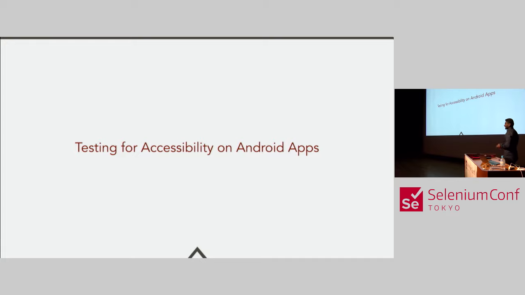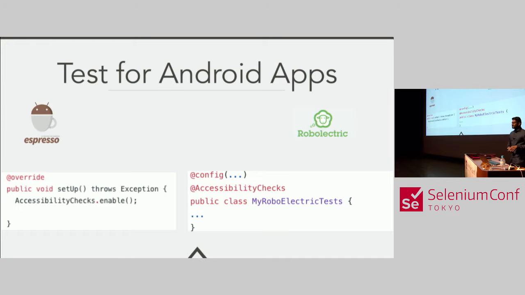Moving on to Android apps. It's quite easy. If you're using Espresso, it's as simple and straightforward as using AccessibilityChecks.enable, and it'll audit a particular view that is opened by your automation, and then you'll have the results for your app. And Robolectric, which happened to be quite new when I did some research for this presentation.